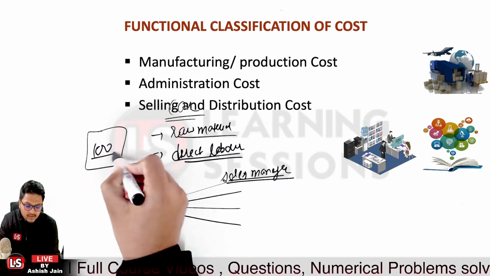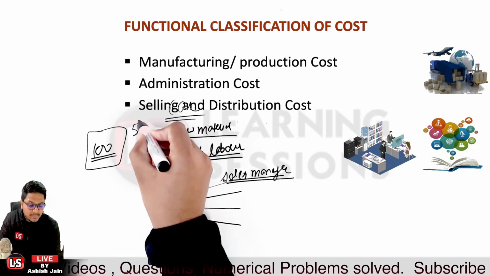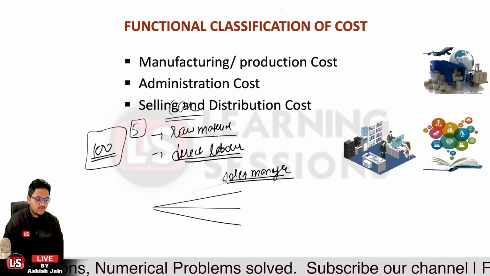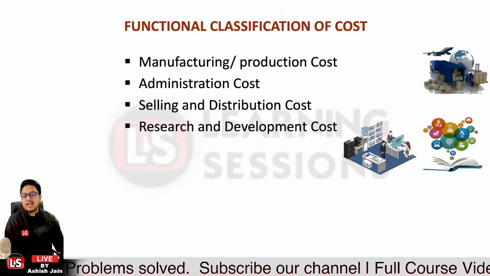We were having a product that was costing rupees 100, and now we have spent rupees 5 on its packaging. Okay, so that is also the selling and the distribution cost over there. Okay, next, it's related to the research and development cost.